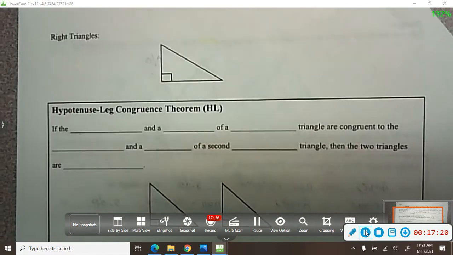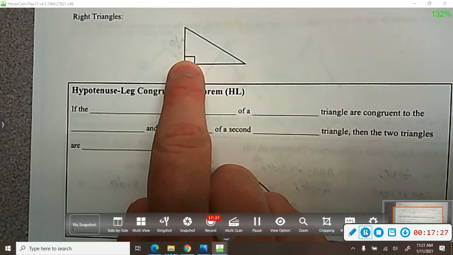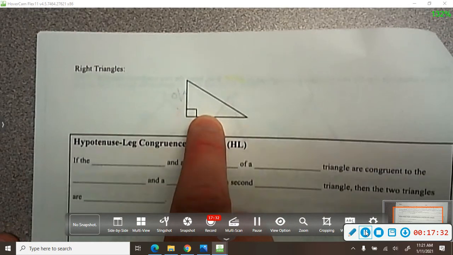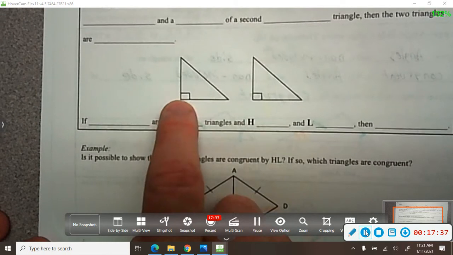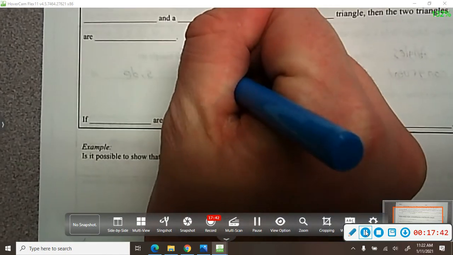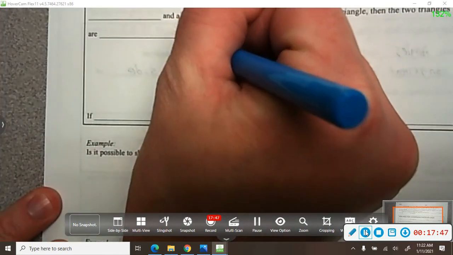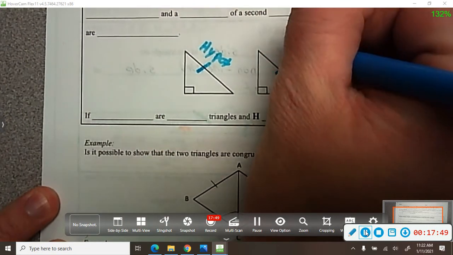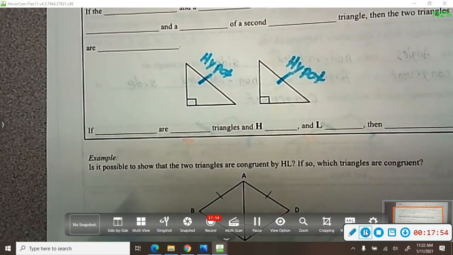Alright, next. This is only true for right angles. If you know, and remember, to be a right triangle, you have to have 90 degrees. So you can only use the hypotenuse leg if it's a right triangle. So if you have a right triangle, and you know the hypotenuse equals hypotenuse, this is called a hypotenuse in case you forgot. Remember, the hypotenuse is always across from the 90 degrees.